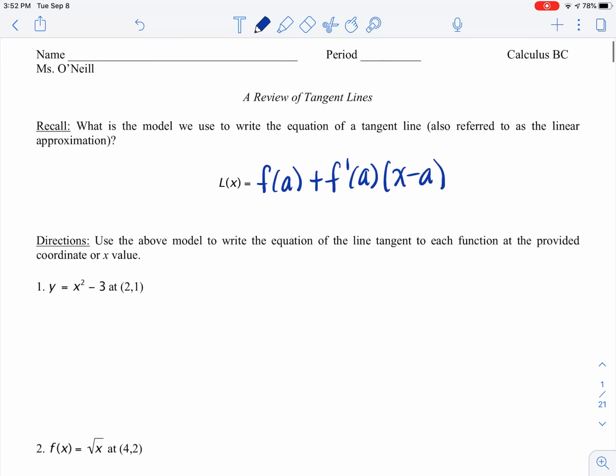So if you take a look at question number 1, it says use the above model to write the equation of the line tangent to each function at the provided coordinate or x value. Technically, this function, I'm going to think of as f of x equals x squared minus 3. So what do I need? I need to know what is f of 2. Thankfully, in this problem, it's given that f of 2 is 1, so I don't have to calculate it. But if I did, I would just plug in 2 into x squared minus 3.